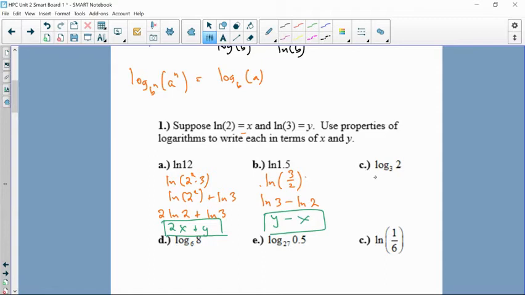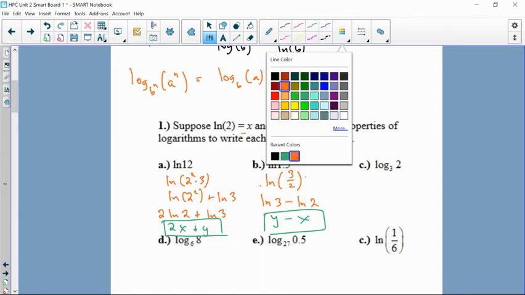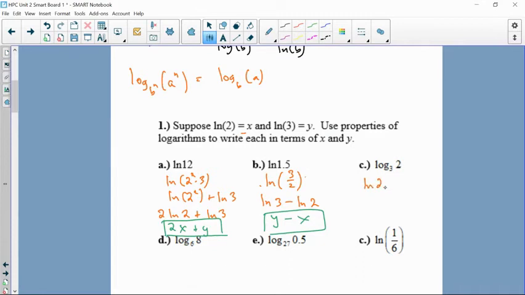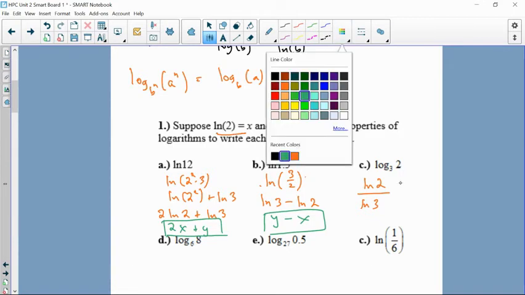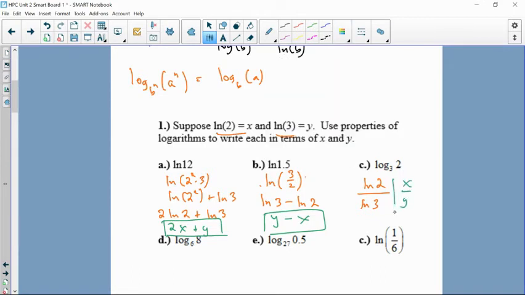Okay, log base 3 of 2. So this is using that change of base formula. So I could say that's the natural log of 2 divided by the natural log of 3. Now, I certainly could have said common log, and it would have been correct to say that, but it doesn't help me simplify it. I want to choose natural log because that was sort of what was given. And then we just say that's x divided by y.